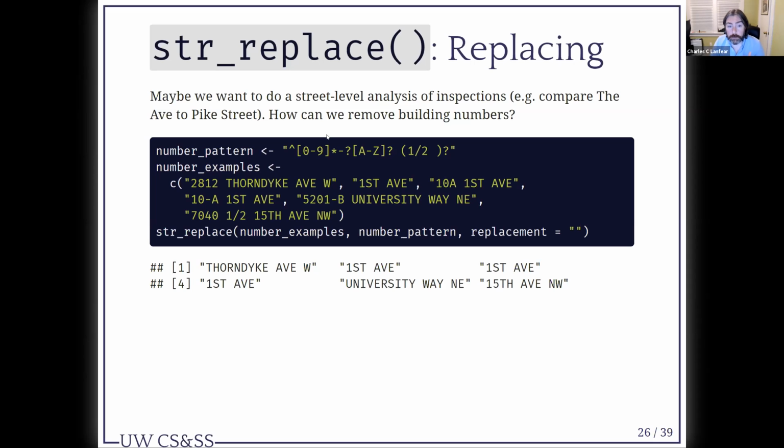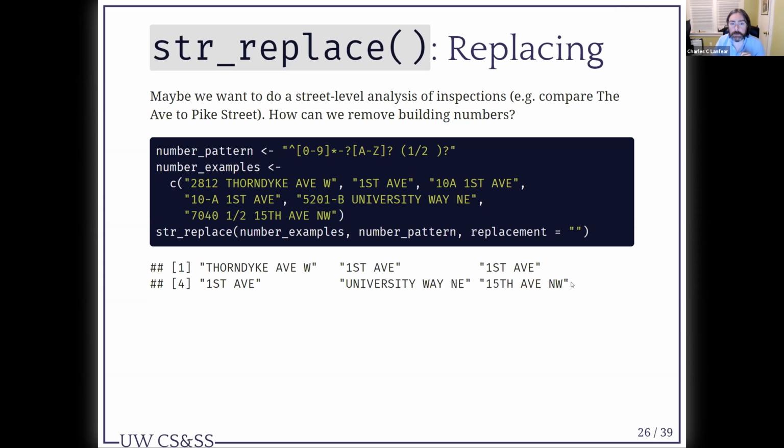Before I walk through this complex expression, you see it up here at the top. It should look like gibberish because it is gibberish, but we're going to walk through it carefully. I want to show you that it works. I get Thorndike Avenue West, First Avenue, University Way Northeast, First Avenue, so on and so forth, okay?